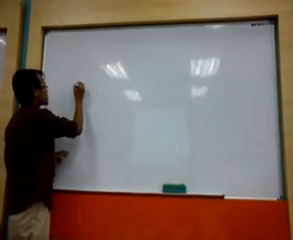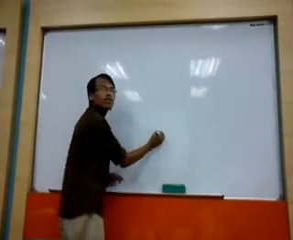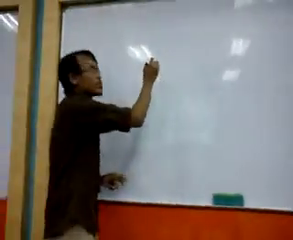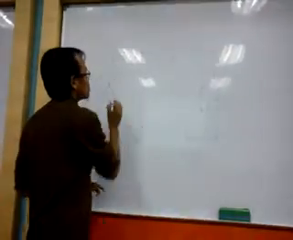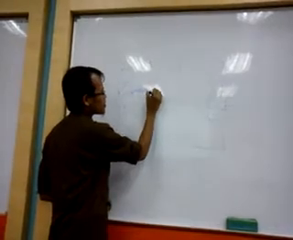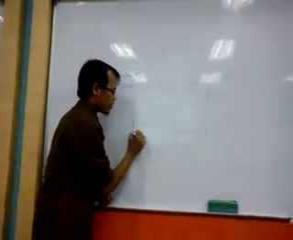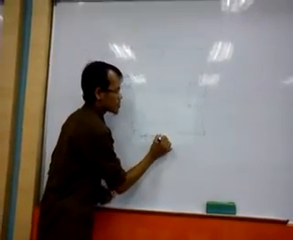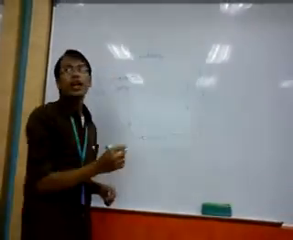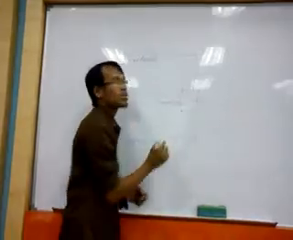Okay, this is the picture. This is the expansion valve. Can you see that? This is the evaporator. And this is the condenser. And this is the compressor.